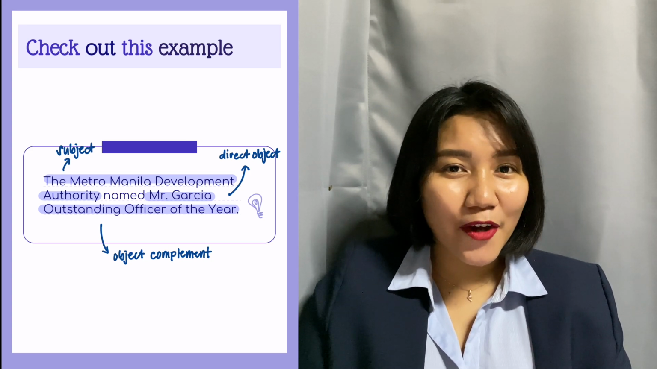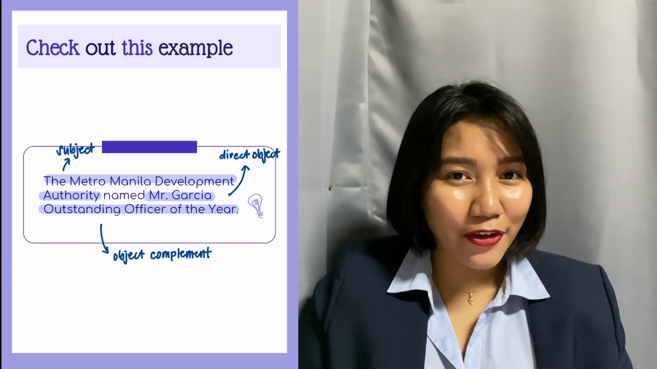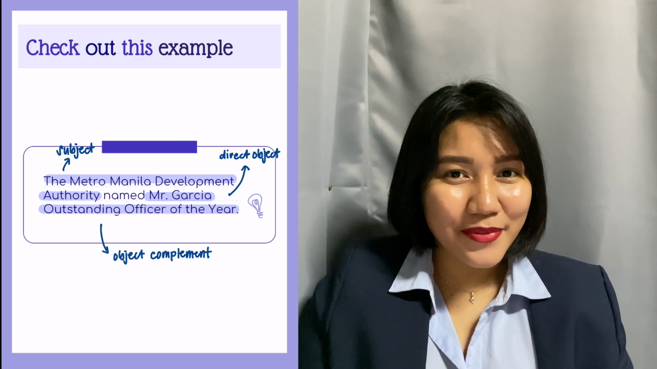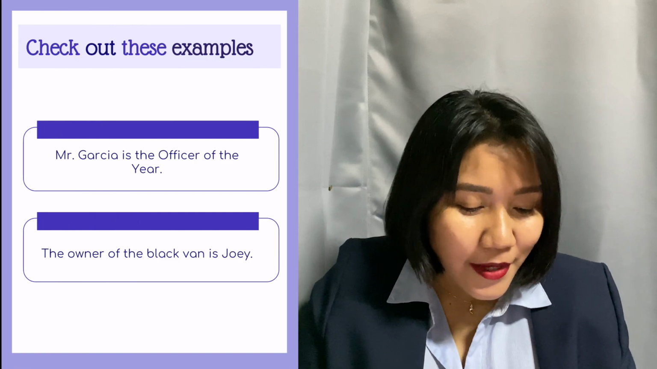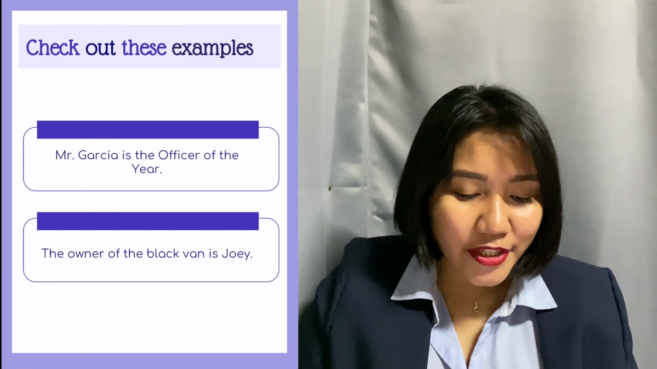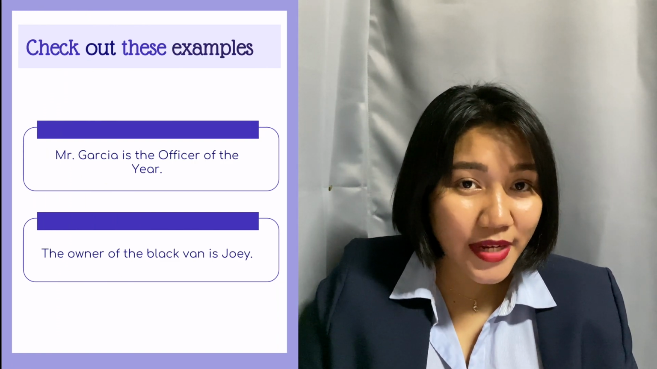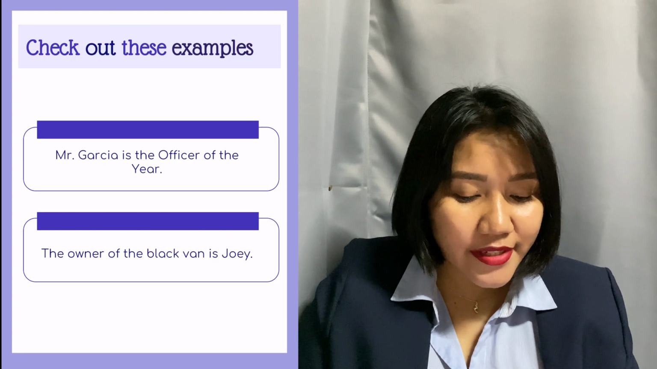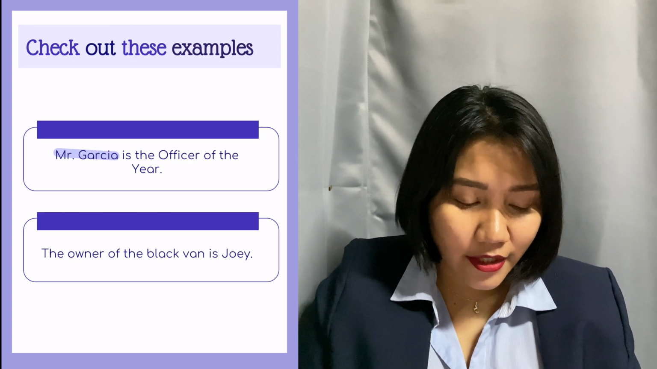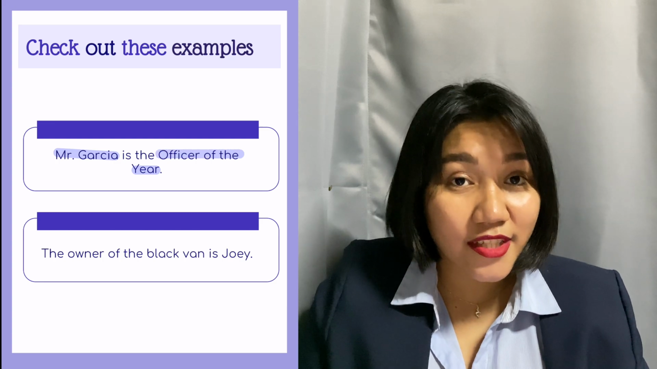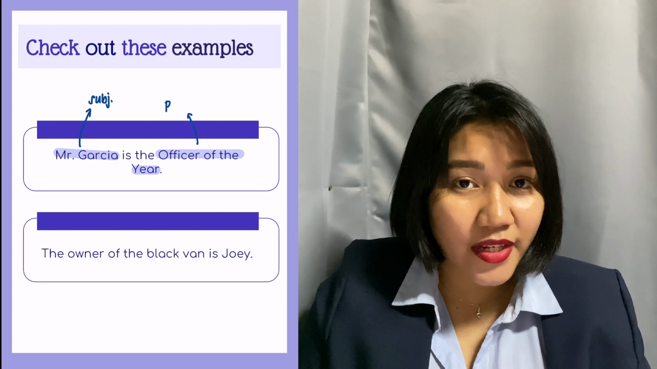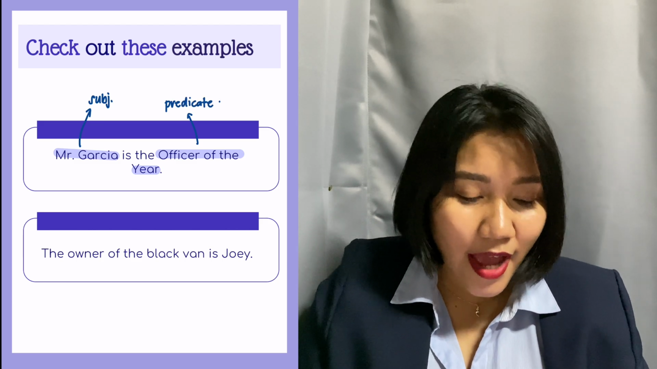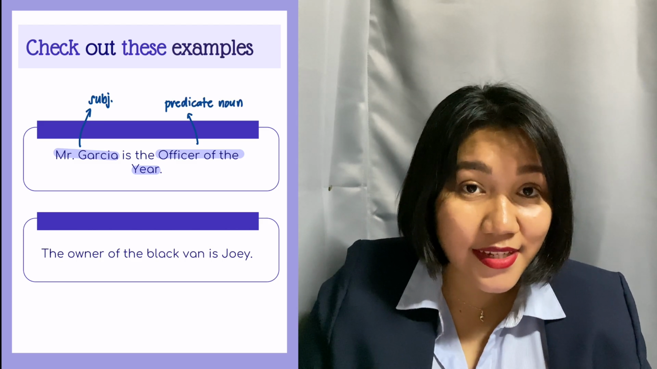A predicate noun is a noun that follows a linking verb and describes the subject. Let's take a look at these sentences. Mr. Garcia is the Officer of the Year. We have two nouns in the sentence: Mr. Garcia and Officer of the Year. Mr. Garcia is the subject of the sentence, and Officer of the Year is our predicate nominative or predicate noun. Our linking verb in the sentence is.